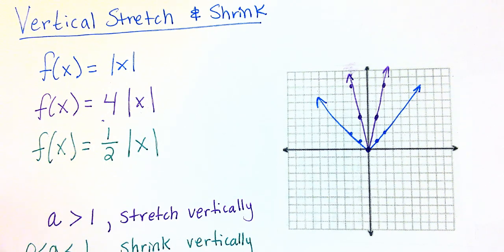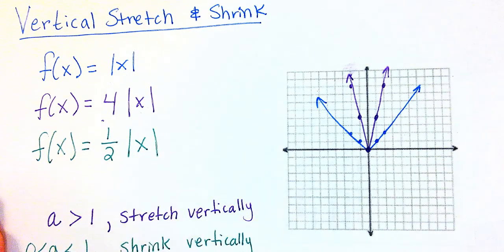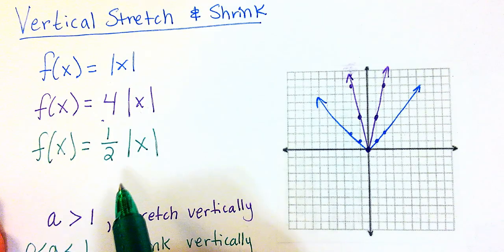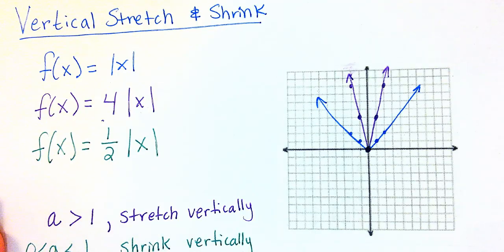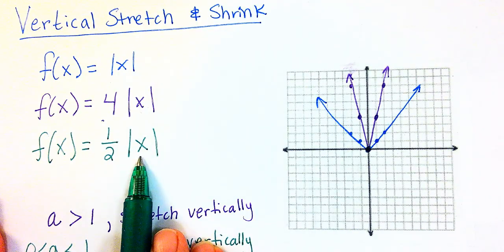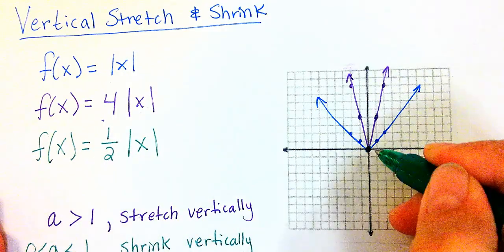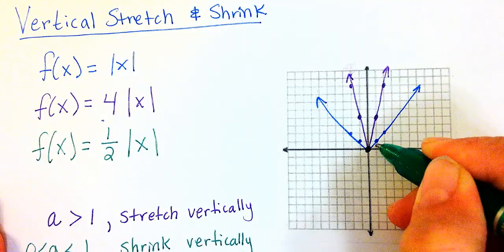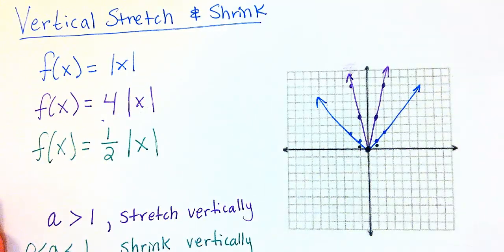Now let's look at the green function. F of x equals 1/2 times absolute value of x. Let's do the same process. If I start with 0, then I multiply that by 1/2, I still get 0. So I still have this point there, the origin. But if I take the absolute value of 1 and 1 times 1/2, I get 1/2. So now I have 1, 1/2. The same thing with the negative 1. I get 1/2.